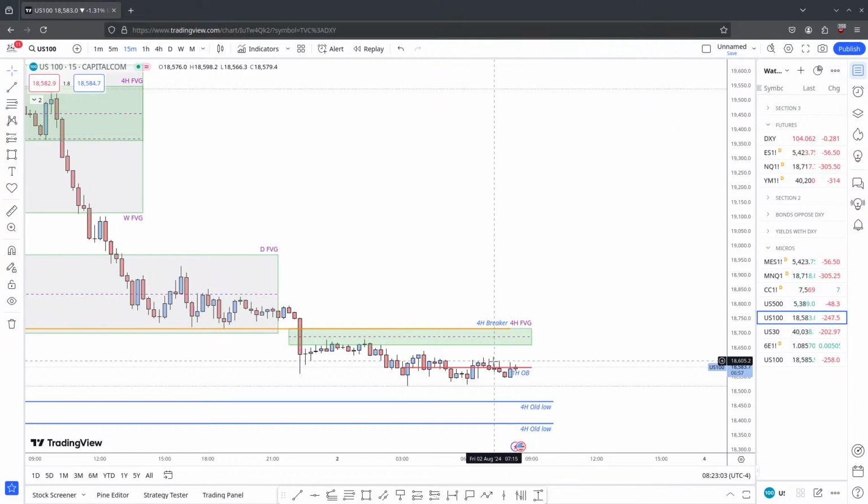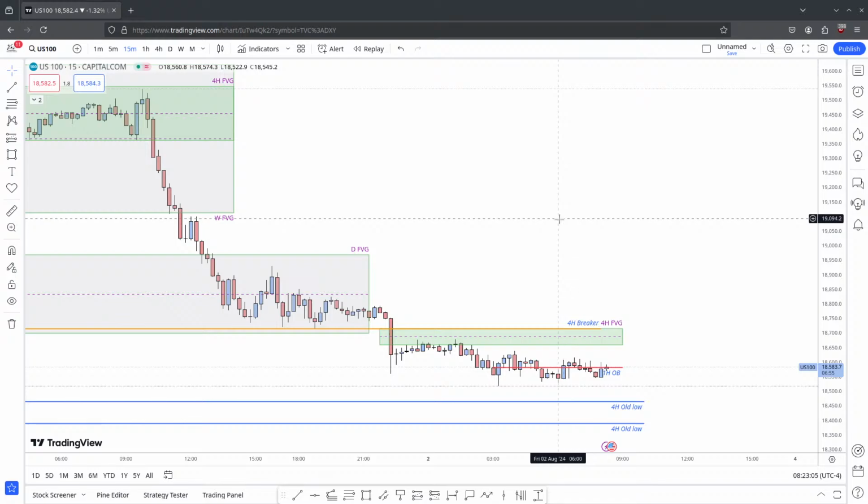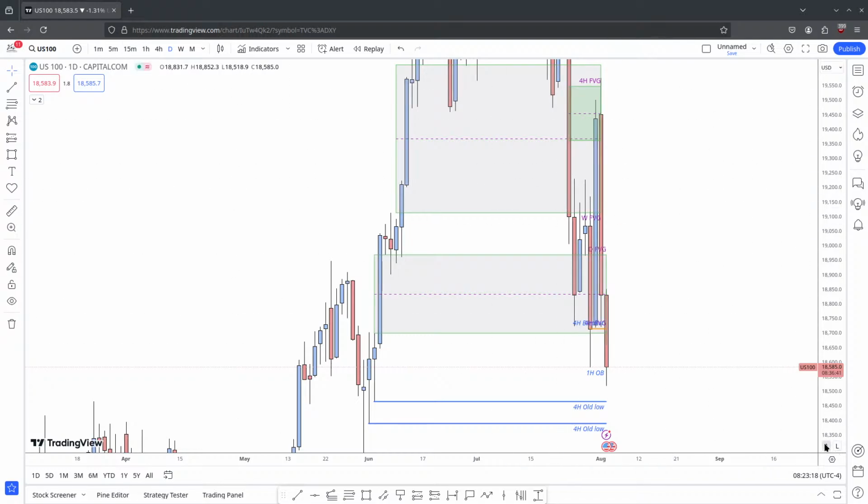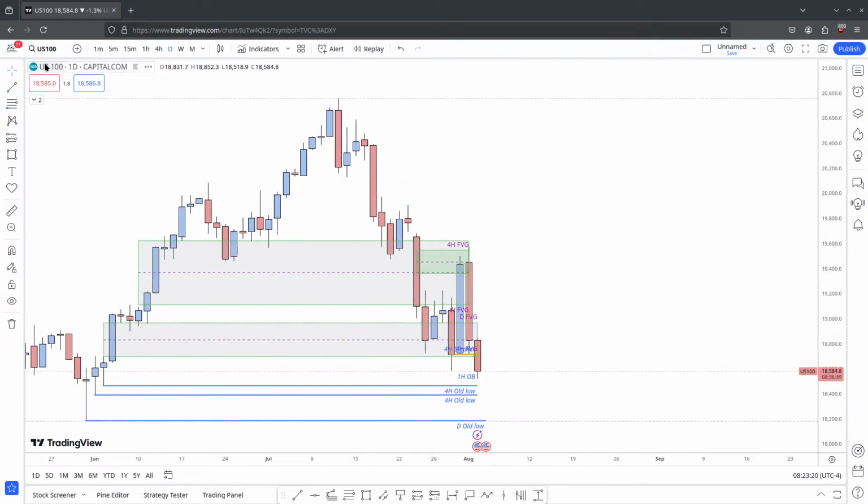So, low probability here. I do want to switch the screen back to US 500 here. We could just look at US 100 too, though.